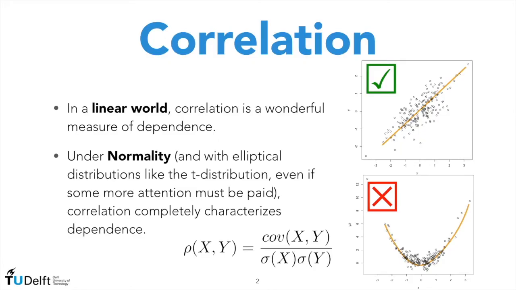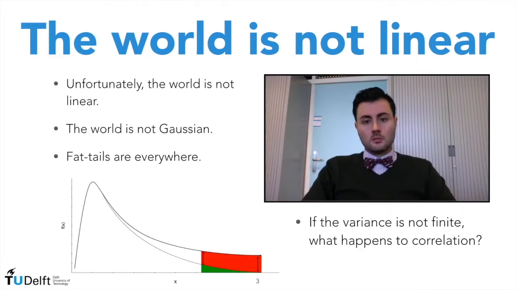As we have seen, in a linear world and under normality, which is somehow like assuming a linear world, correlation is a wonderful measure of dependence, which is able to capture perfectly the linear dependence between two or more random variables. Unfortunately, the world is not linear and not even Gaussian.